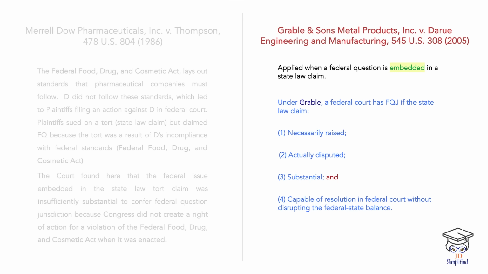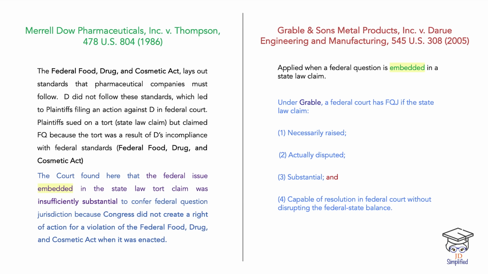But wait, my students always protest this portion of my lesson and ask me to please give them a concrete reason why these cases were decided differently. Both cases did not have an explicit right of action, right? Why did Grable get a yes, there is federal question, and Merrell Dow did not? I say it's the fourth element. All right, here goes my explanation. Hear me out. Both cases here meet elements one through three.